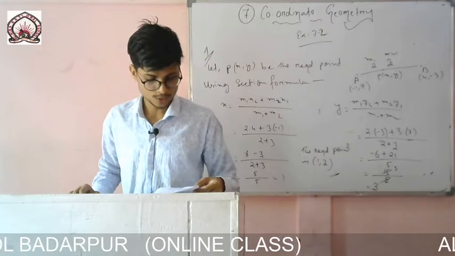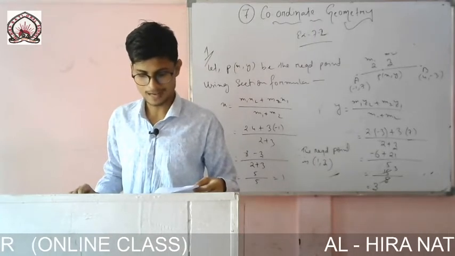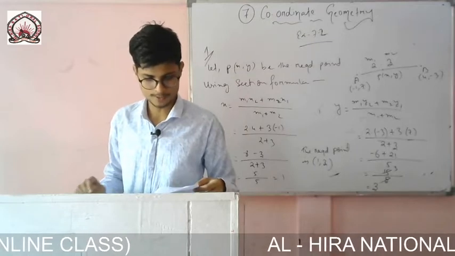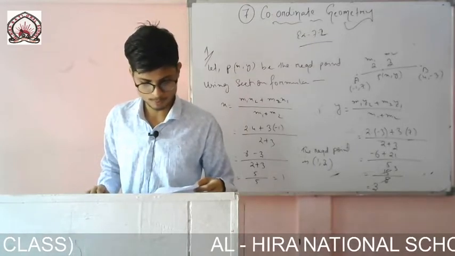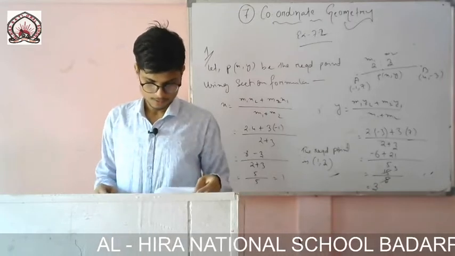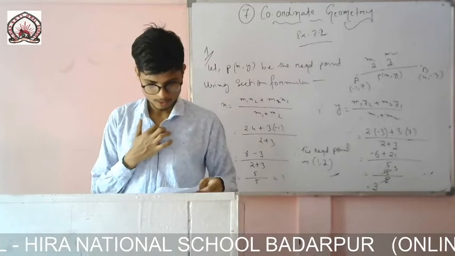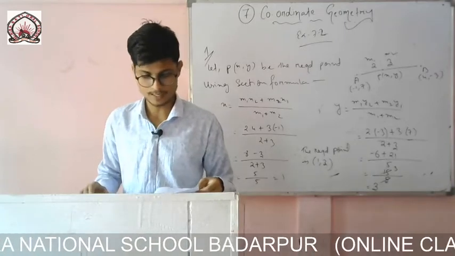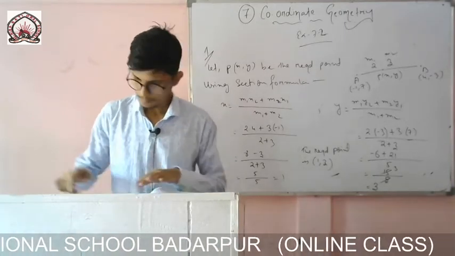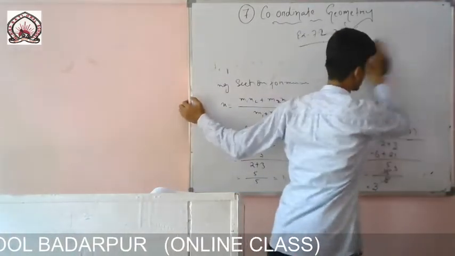Now let us go to question number 2. Find the coordinate of the points of trisection of a line segment joining the points 4 comma minus 1 and minus 2 comma minus 3. So the question is to find the coordinates of the points of trisection of the line segment. Okay, so trisection, let me show you, then you will understand it clearly.